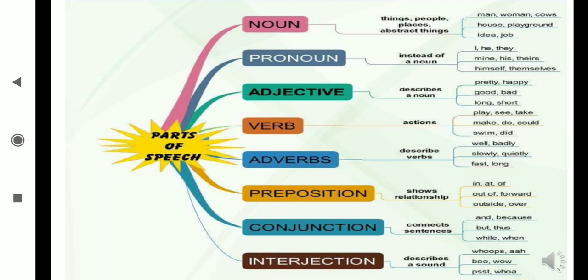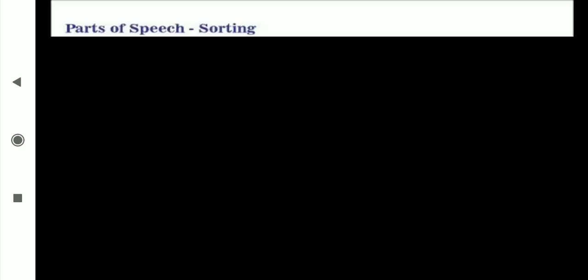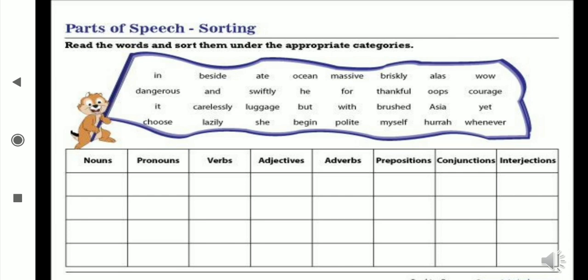Now it's your time to show how much you understand. For that, I am giving you a worksheet. There is one question: read the words and sort them under the appropriate categories. Here are many examples which come under different categories. The categories are nouns, pronouns, verbs, adjectives, adverbs, prepositions, conjunctions and interjections. You have to separate them as per their function.